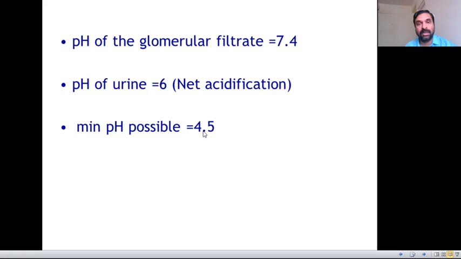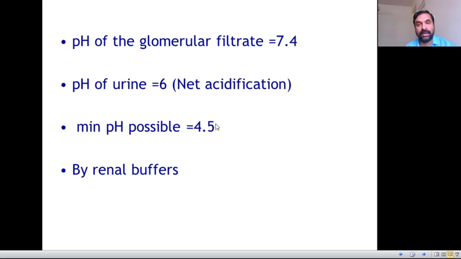Okay. So what is pH? pH is negative logarithm of hydrogen ion concentration. So pH of the extracellular fluid is 7.4 and minimum possible pH of urine is 4.5. So what is the difference in H plus ion concentration? So in the renal tubule there may be 1000 times more H plus ion concentration.